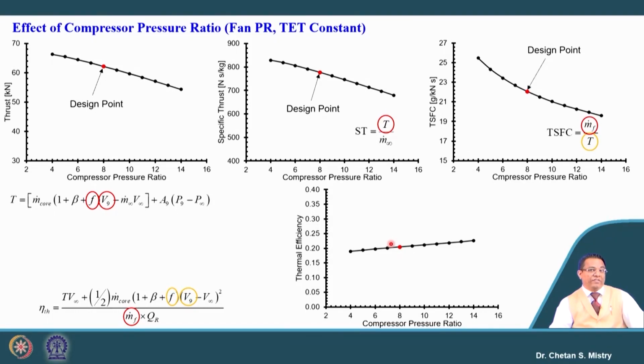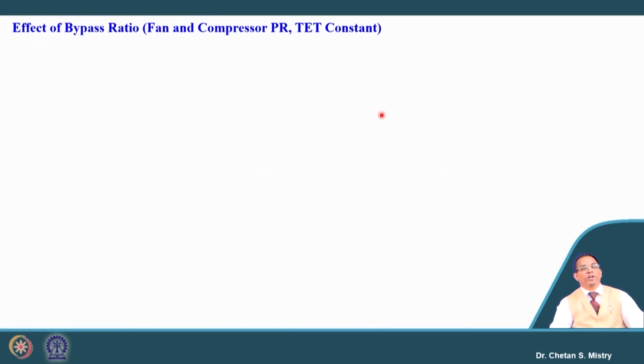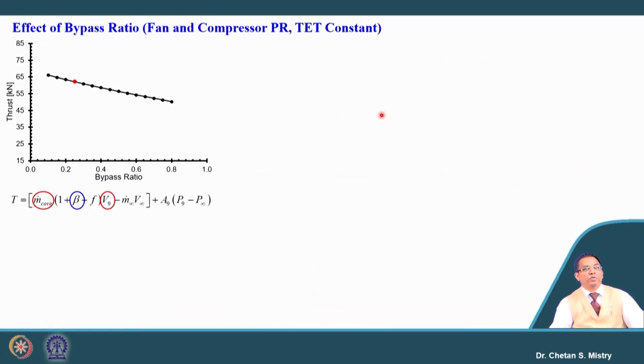So, that is the attraction in terms of achieving the higher thermal efficiency, and in order to achieve lower thrust specific fuel consumption. At the same time, the specific thrust also is on the lower side. Okay. Now, let us look at what is happening with the bypass ratio.